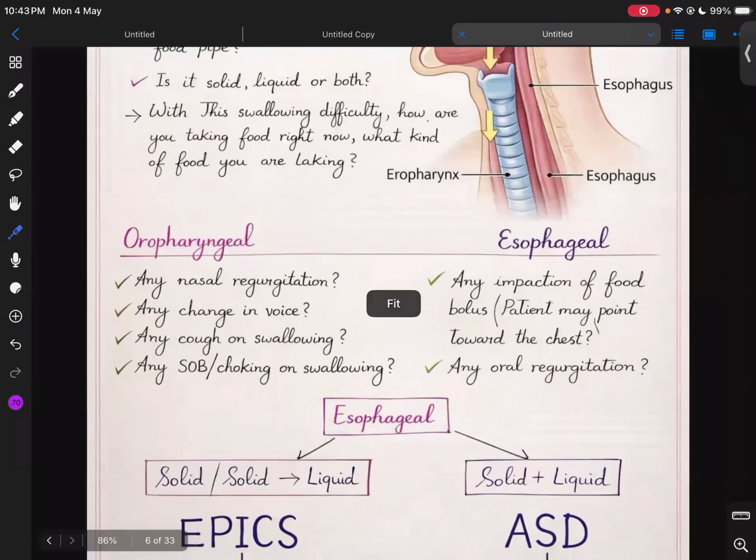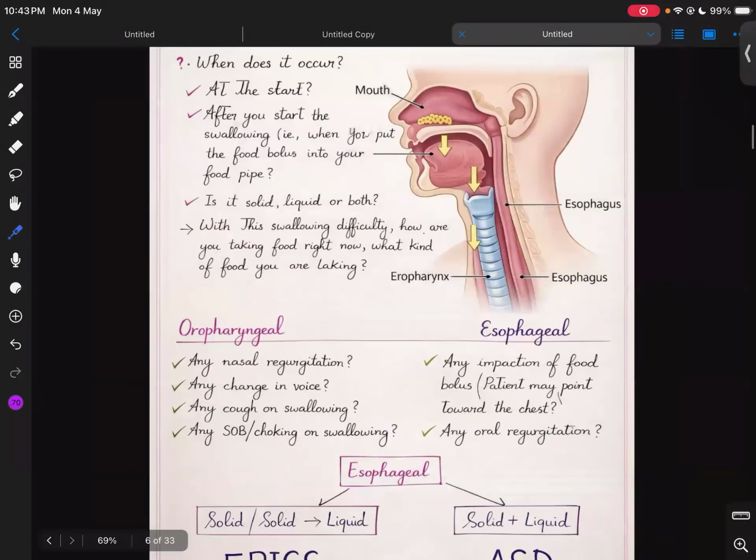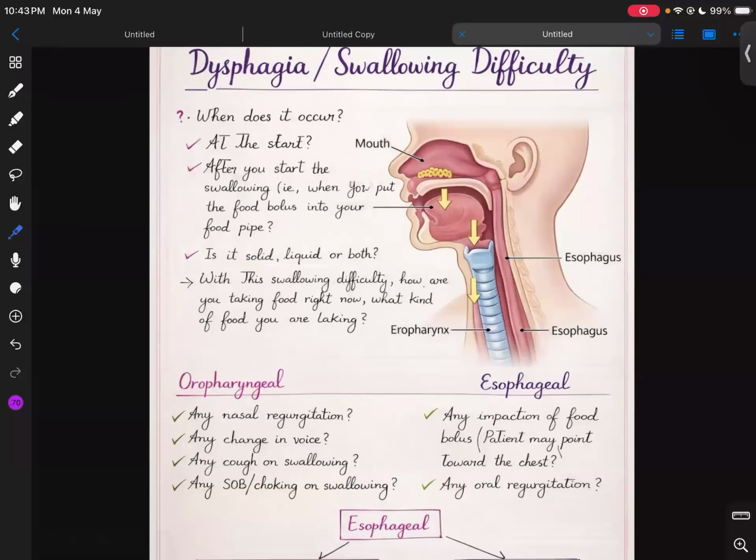May I know up to this part if any doctor has any confusion or question? If it is clear, please give me a thumbs up reaction so that I can proceed forward. Dr. Satish, are you clear, doctor?